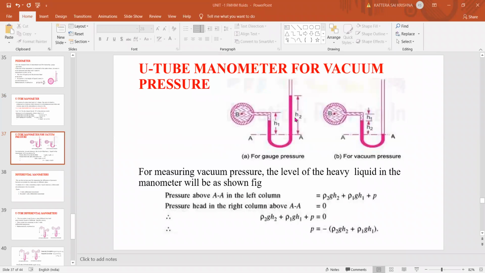Right. So that is for your gauge pressure, nothing but pressure above atmospheric pressure. You are measuring the pressure by using this manometer. Similarly, for vacuum also we can use it here. So what happens in the vacuum case?